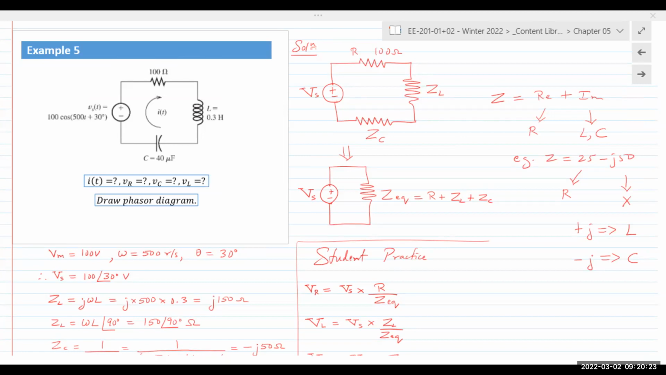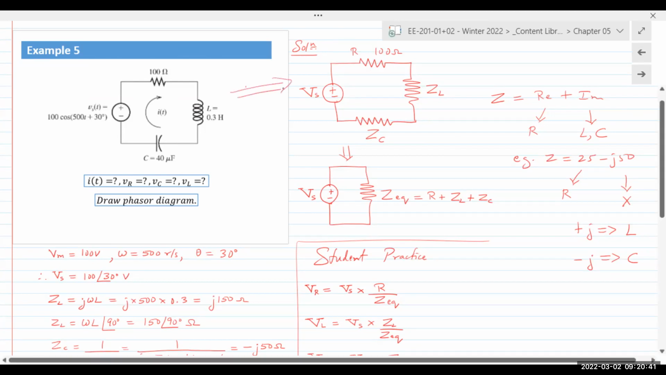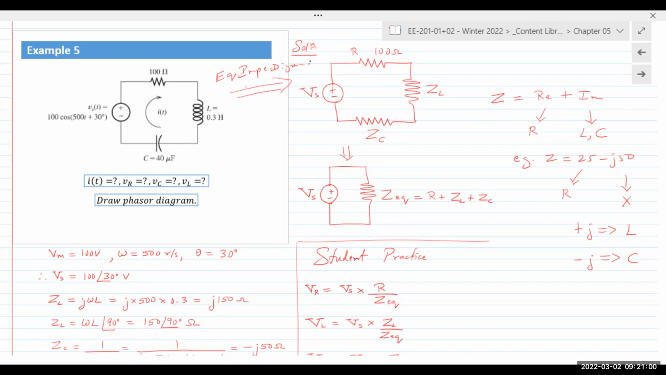Okay, so as I was saying, when you have a circuit and you're trying to find the voltage and current for an AC source, the first thing to do, my recommendation is always to draw the equivalent impedance diagram. The equivalent impedance diagram simply means you replace every component with its impedance. I call it the equivalent impedance diagram. It's not a technical word, it's just something that I use when I teach.